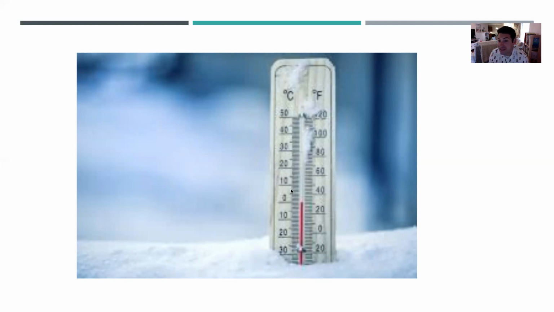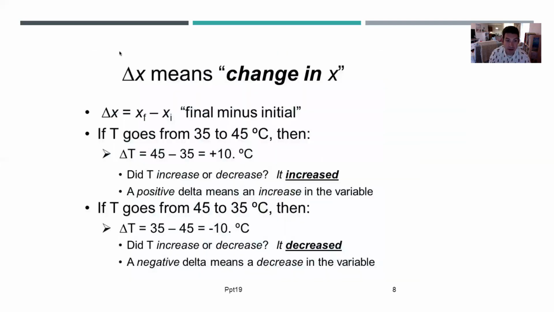You have to record the initial temperature before you add any heat, and then the final temperature. All right, so we have that Greek symbol delta. Delta x equals x final minus x initial. So if temperature goes from 35 to 45 degrees Celsius, then delta T equals 45 minus 35 equals plus 10 degrees Celsius. All right, the temperature increased.